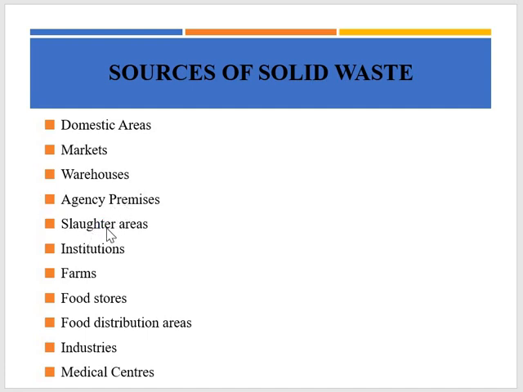Then slaughter areas. Slaughter areas usually produce inedible parts of animals as solid waste, such as blood, feathers, and other animal byproducts. Okay, so all these wastes come under slaughter area solid waste. Then institutions. Institution-related solid waste includes paper and mostly electronic waste. Okay, then next is farms. Farms can produce solid waste like manure, plastics, food waste, etc.